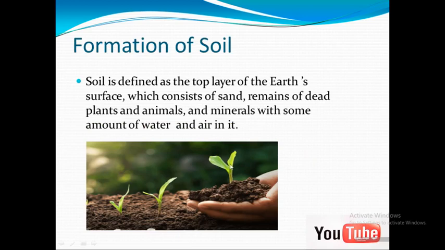See, this is the soil in the picture. Small trees are growing because the topmost layer, the soil which you take on the ground, is a very good composition of soil. That's why the corn is growing. So soil is defined as the top layer of the earth's surface, which consists of sand, small stones, remains of dead plants and animals, and minerals with some amount of water and air in it. So this is soil.